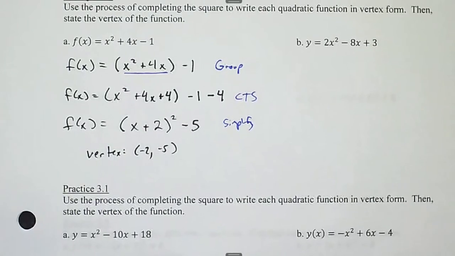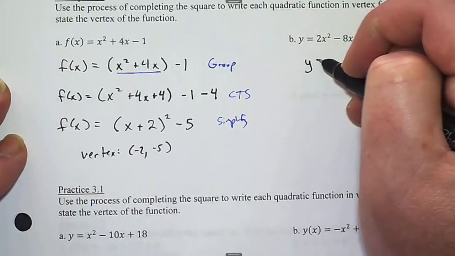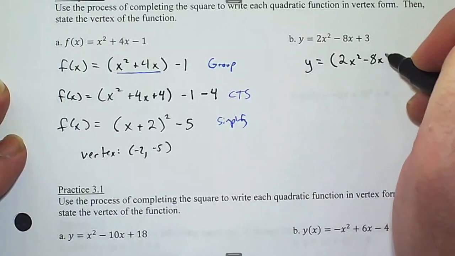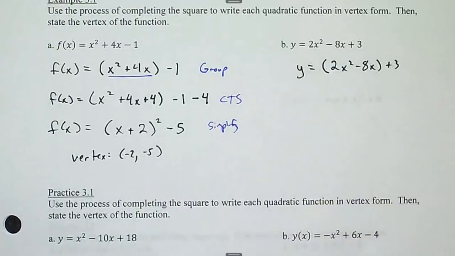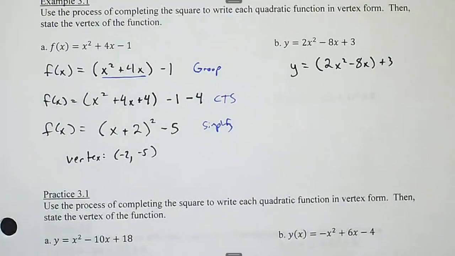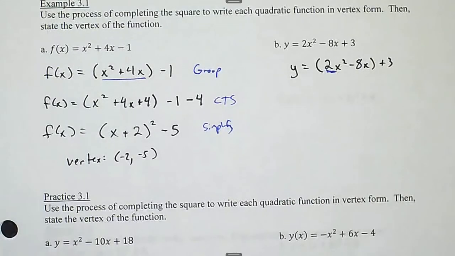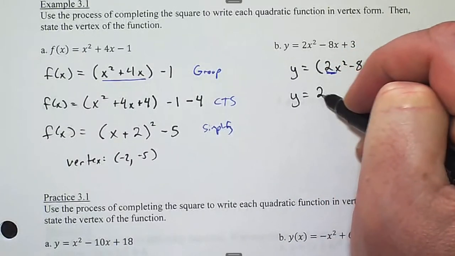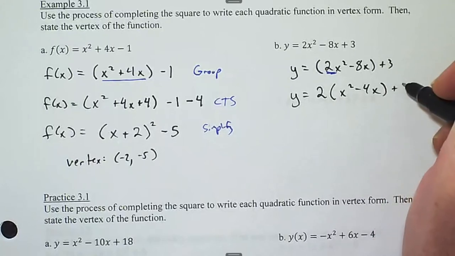Sometimes it's more cumbersome than others. Let's take a look at the next one. First step is to group the first two terms together. Make sure that they're in proper order: x squared, x, then constant. Okay, what we're going to do is factor out that number, because we have to have a 1 in front of the x squared. So we'll factor out a 2, like so.